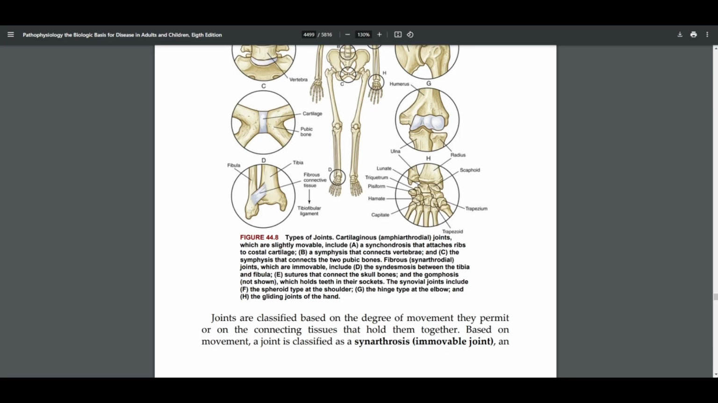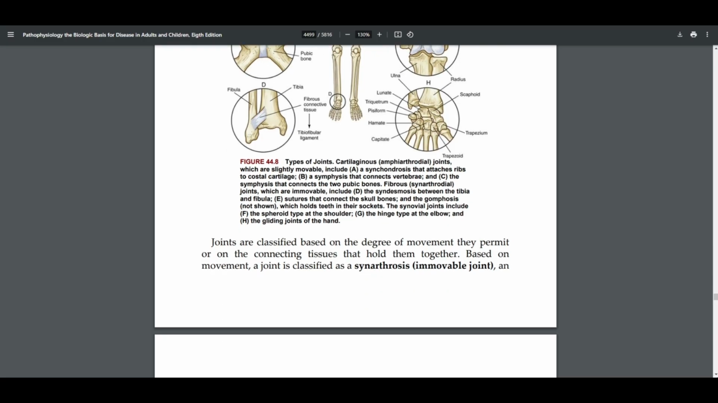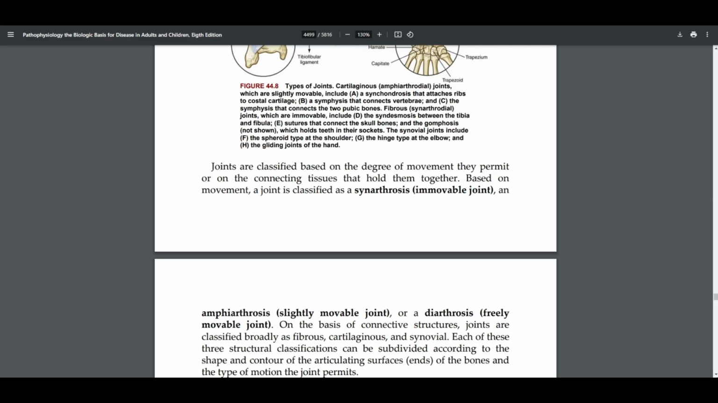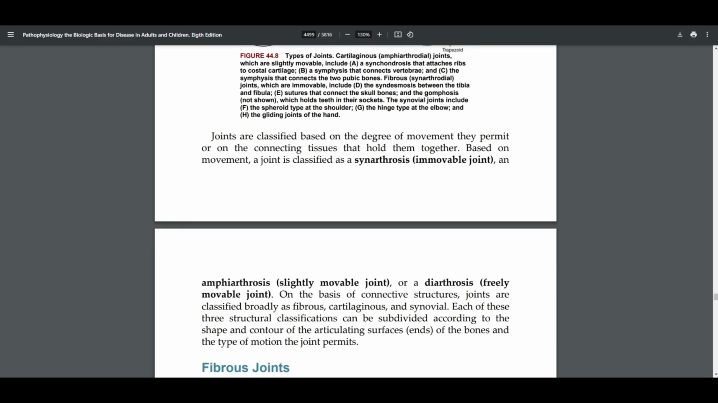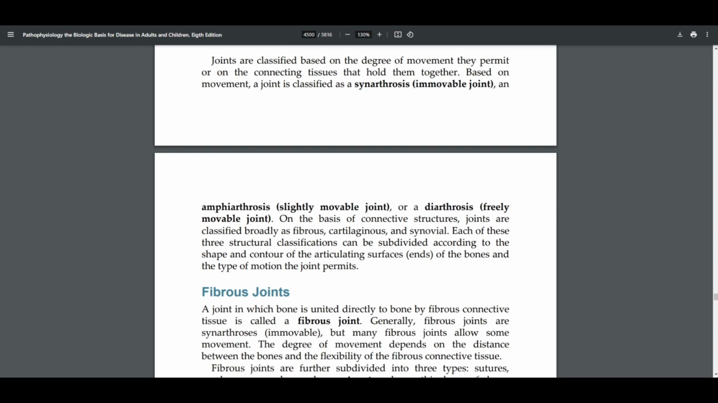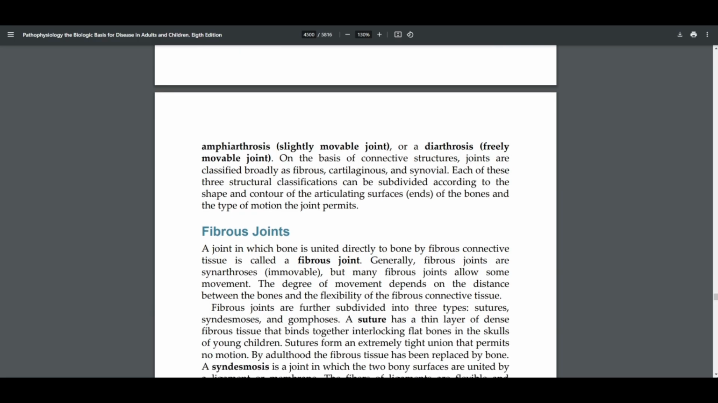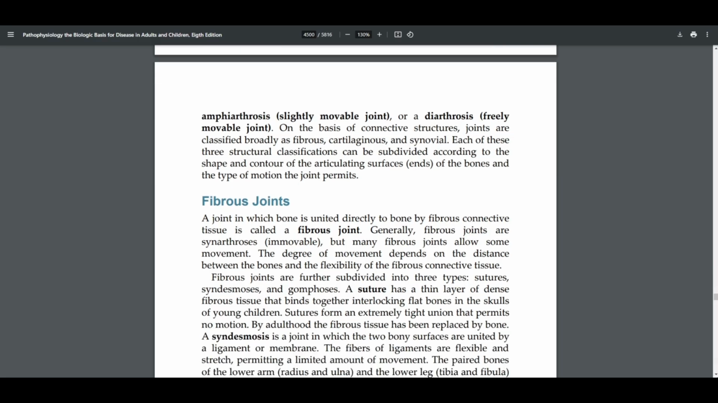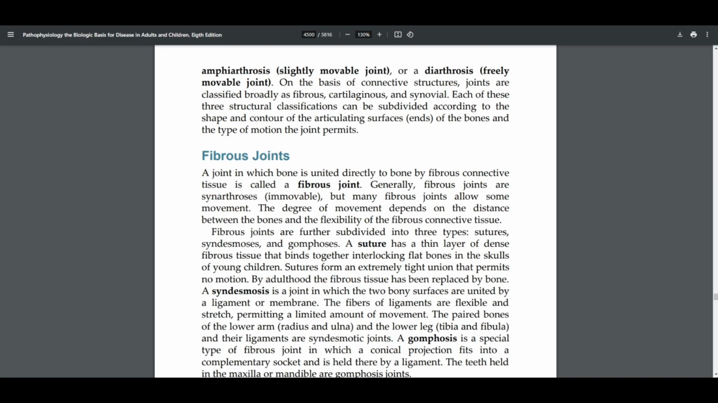Based on movement, a joint is classified as a synarthrosis, an amphiarthrosis, or a diarthrosis. On the basis of the connective structures, joints are classified broadly as fibrous, cartilaginous, and synovial. Each of these three structural classifications can be subdivided according to the shape and contour of the articulating surface of the bones and the type of motion that they permit.